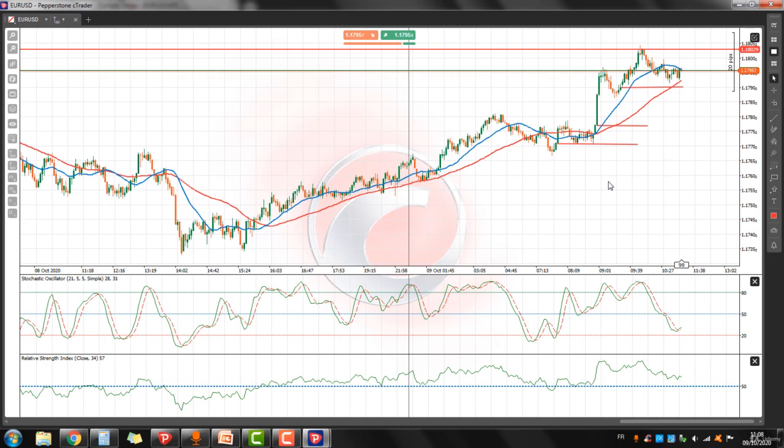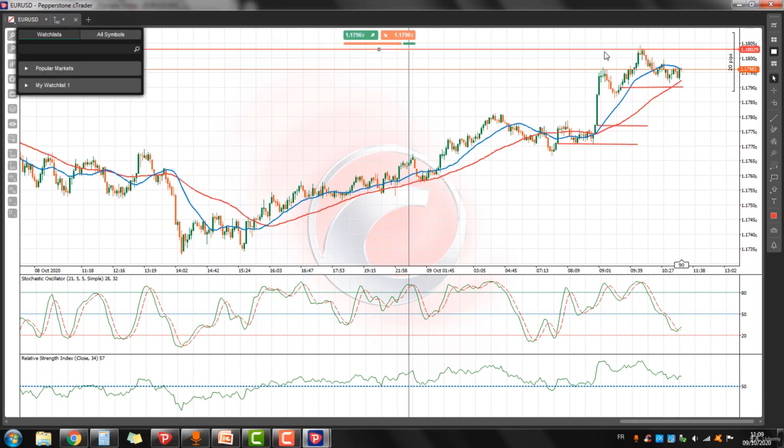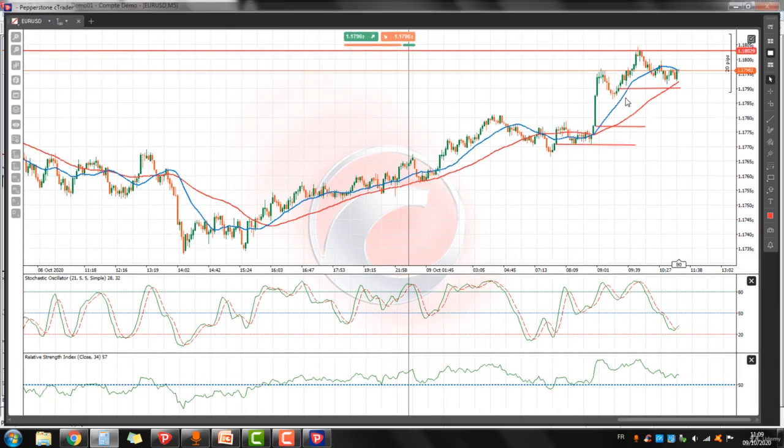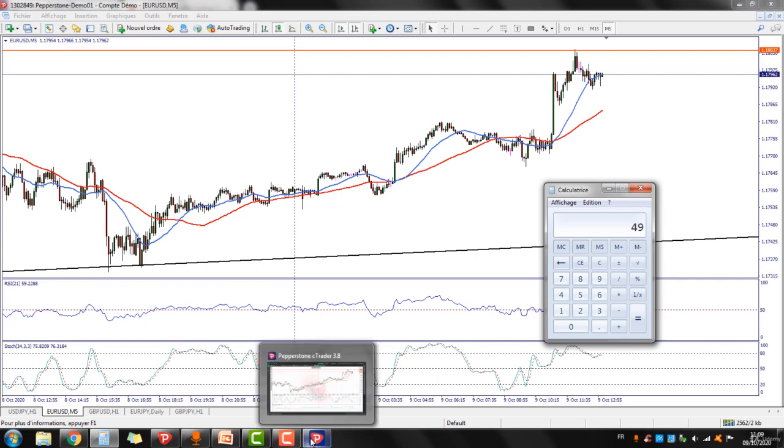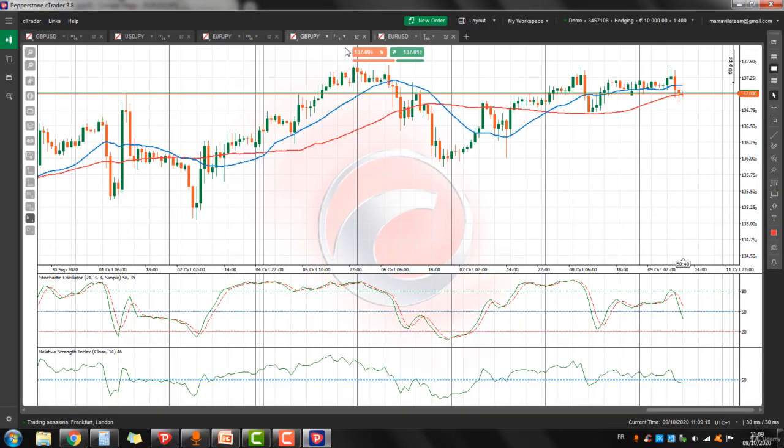I have a question for you guys. Why am I choosing the Euro USD chart? As I already told you in previous chapters, I'm trading 4 currency pairs. I'm analyzing 5 and trading 4. These are the pairs that I'm analyzing: Euro USD, GBP JPY, Euro JPY, USD JPY, and Pound USD. Why do I choose Euro USD?